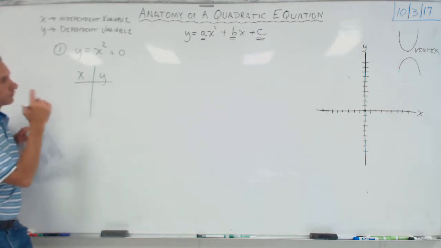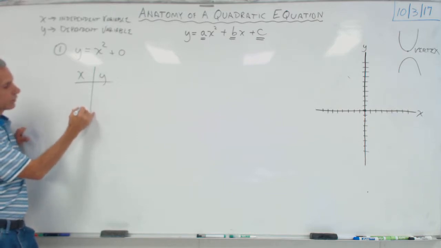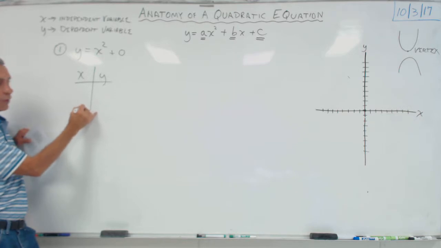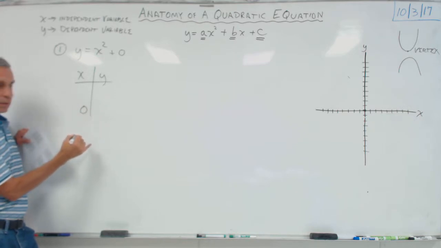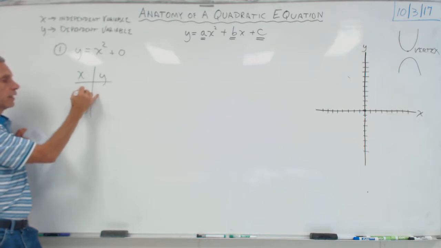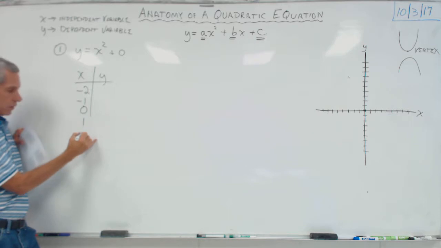Since I know my vertex is at 0, I'm going to put my 0 in the middle here. And I'm going to put a -1 and a -2 here, and I'm going to put a 1 and a 2 here.